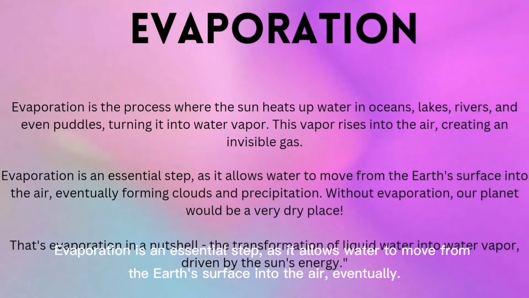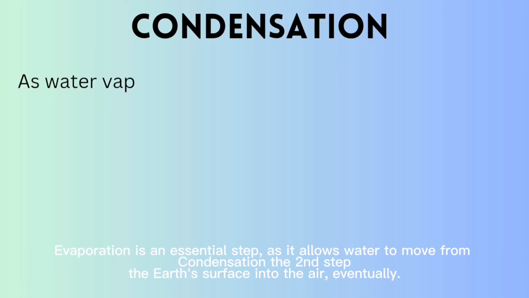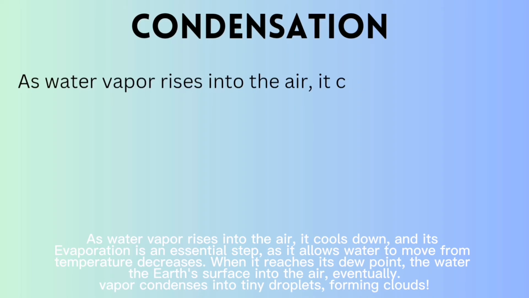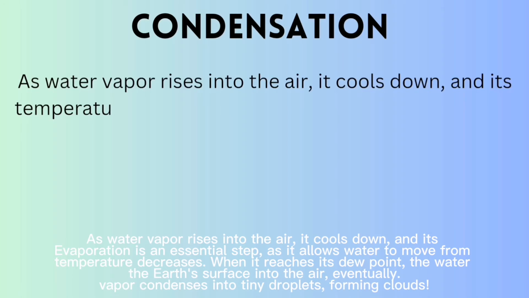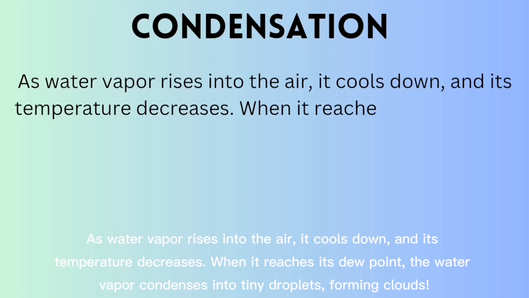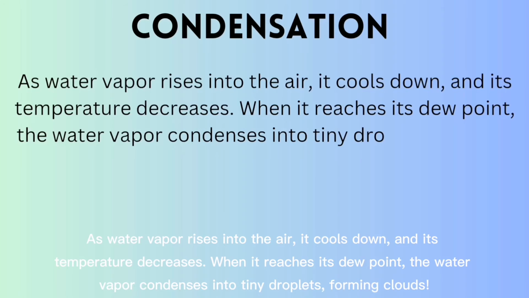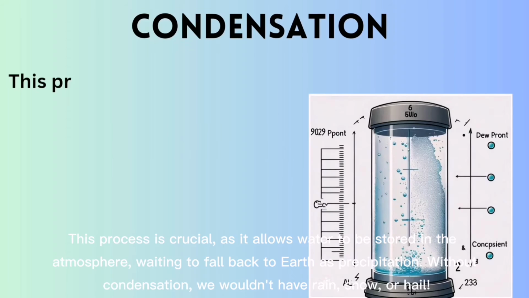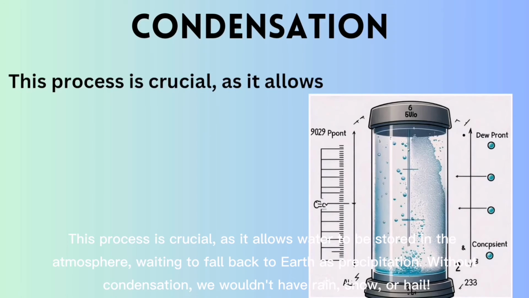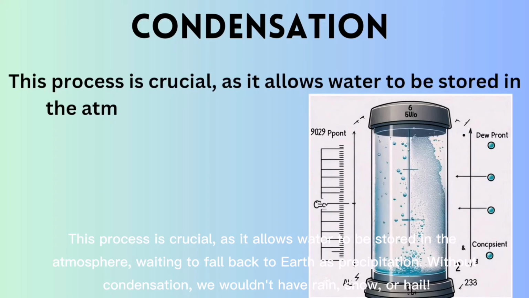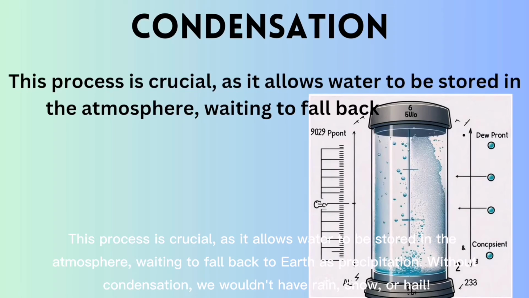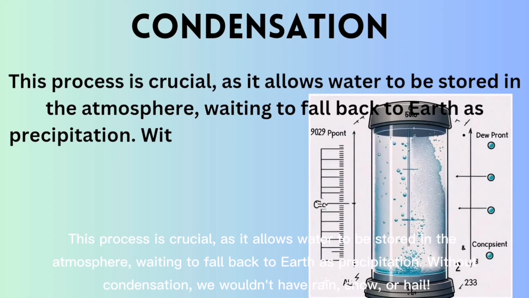Without evaporation, our planet would be a very dry place. Condensation, the second step. As water vapor rises into the air, it cools down, and its temperature decreases. When it reaches its dew point, the water vapor condenses into tiny droplets, forming clouds. This process is crucial, as it allows water to be stored in the atmosphere, waiting to fall back to Earth as precipitation. Without condensation, we wouldn't have rain, snow, or hail.